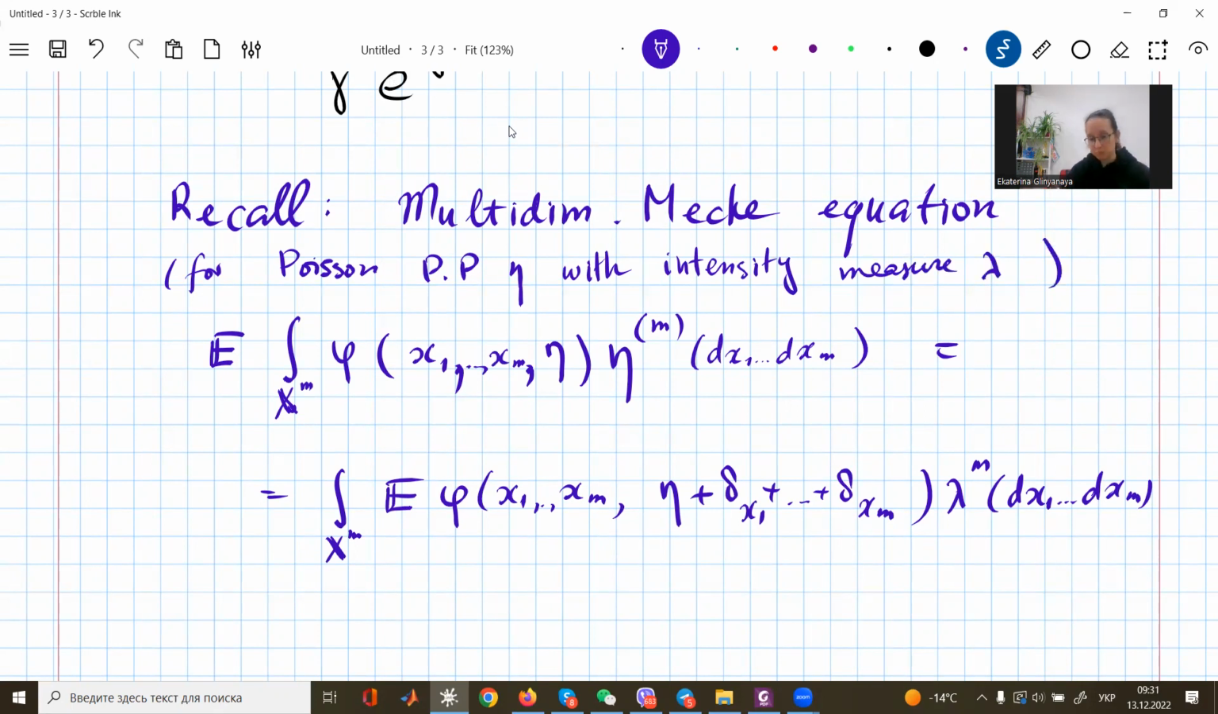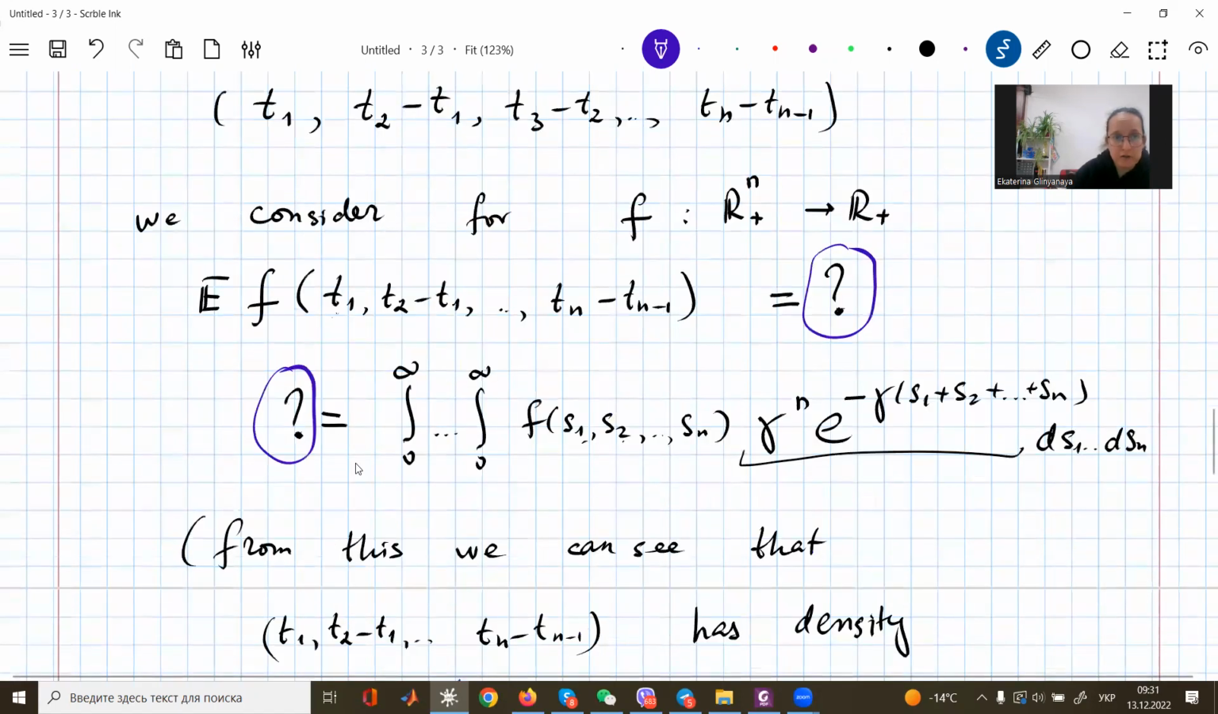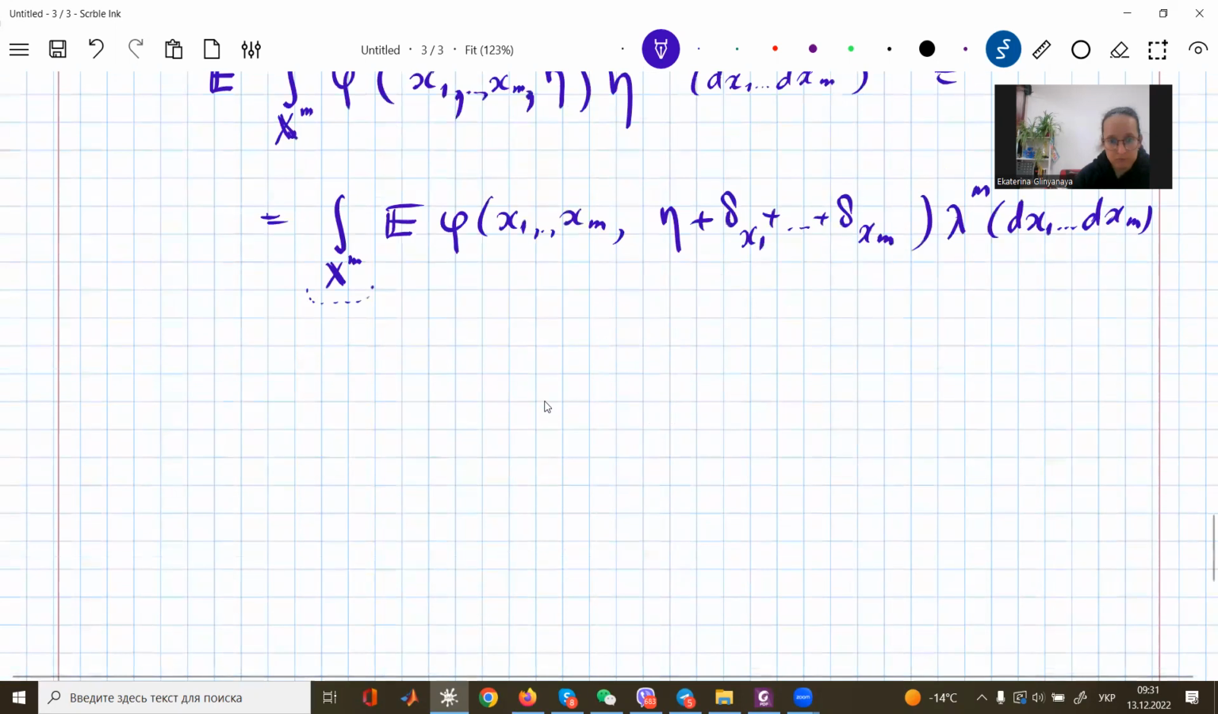Okay, so we will try to use this formula. I use this formula because I will have here the integral over product of the space, but for now I don't have here the integral because I just have the function of some points. So let us try to represent a function of these points in terms of integral.